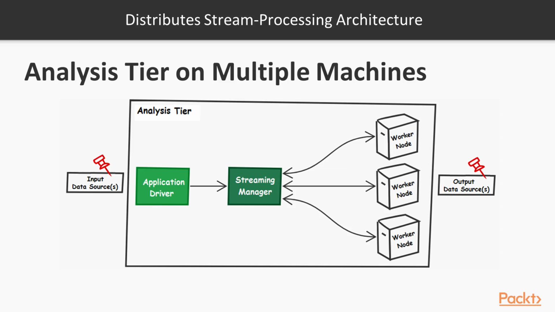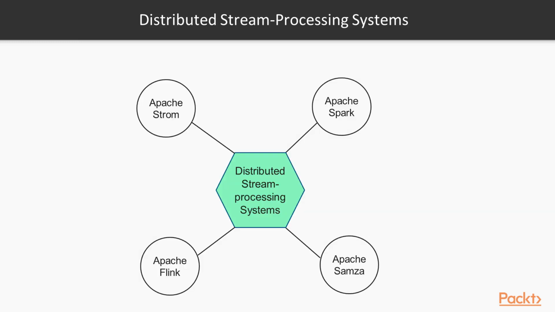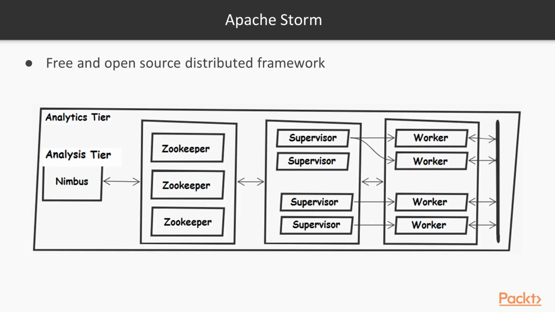In other cases, you may want to write it out to a different data source, like long-term storage, to be used by another system. Some of the most popular distributed stream processing systems include Apache Storm, Flink, Samza, and Spark. Pretty soon, we will deep dive into Apache Spark, but for the moment, let's have a brief overview of the high-level architecture of these four systems. And let's start with Apache Storm.